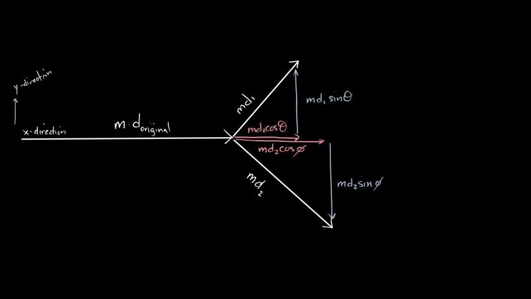Now, these two should be equal and opposite. It should have equal and opposite momentum in the y direction because there is no momentum in the y direction. These two should add up to equal the original because they represent the x momentum, and this was the original x momentum.